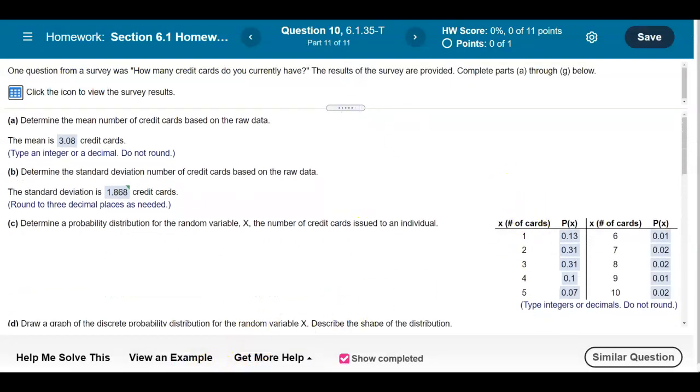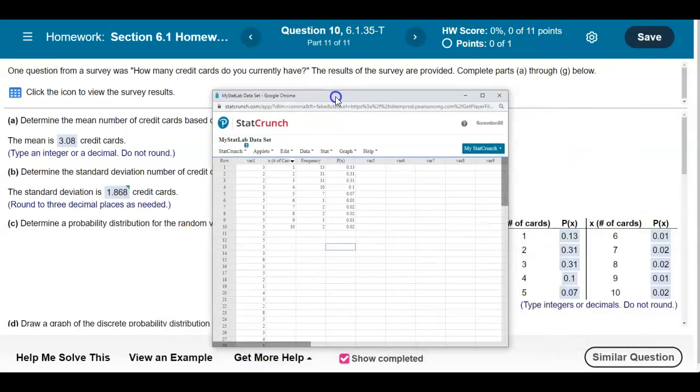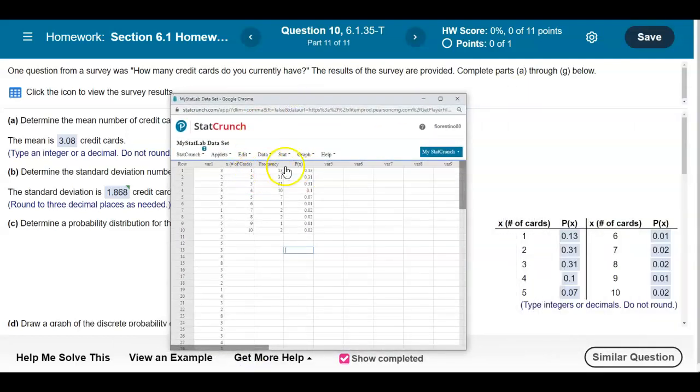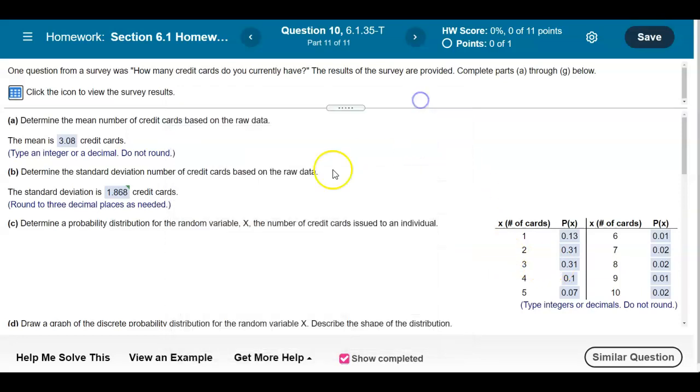So matching with StatCrunch, we can see that the probability of 1 is 0.13. The probability of 2 is 0.31. The probability of 3 is 0.31. The probability of 4 is 0.1. Probability of 5 is 0.07. The probability of 6 is 0.01. The probability of 7 is 0.02. Probability of 8 is 0.02, probability of 9 is 0.01, and the probability of 10 is 0.02. So therefore, we've answered our question for part C.